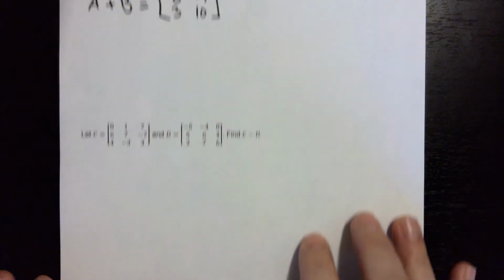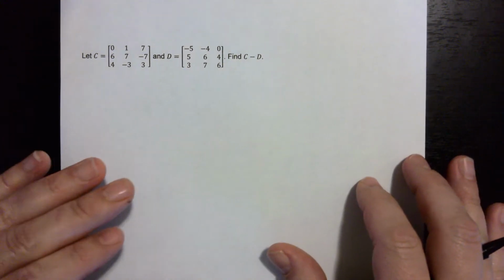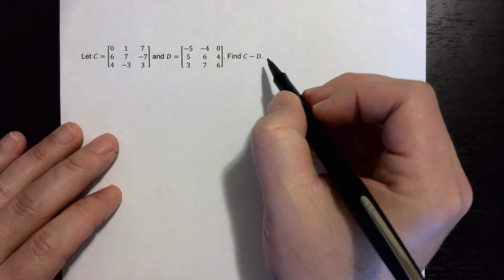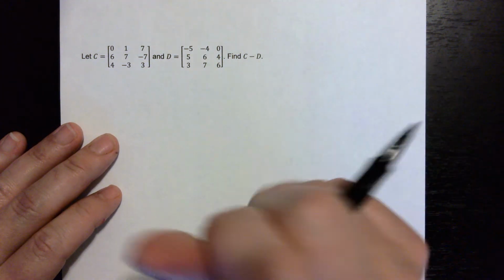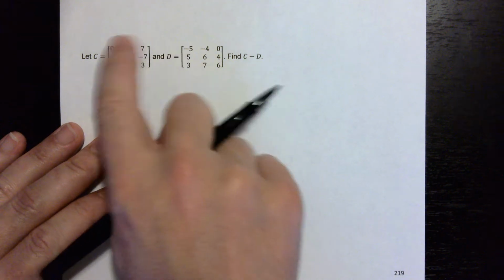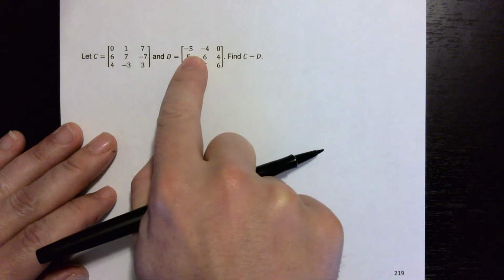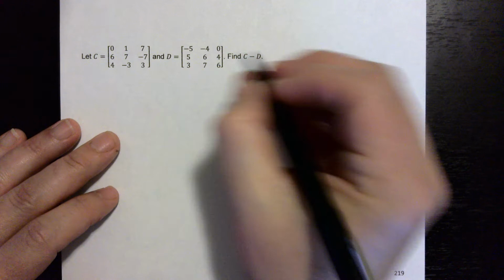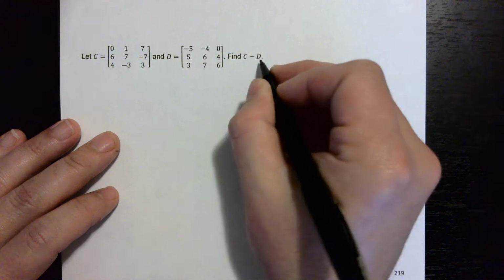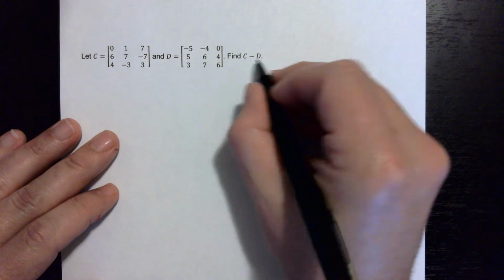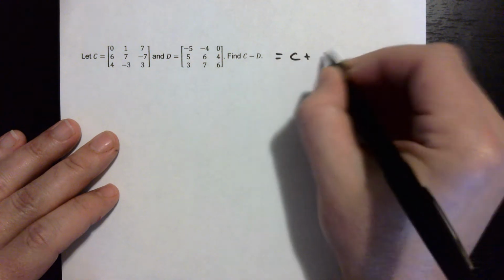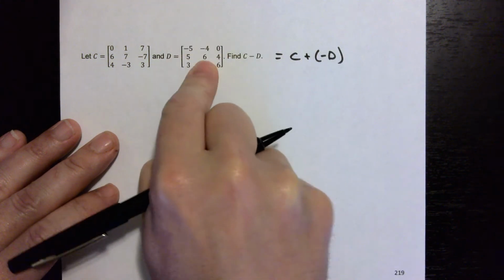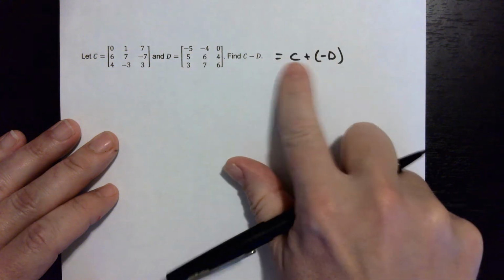Okay, let's move on. This one, we have a 3 by 3 matrix, 2 of them, and we're asked to subtract them. You can look at this in 2 different ways. You can just think in terms of subtraction, like 0 minus a -5 and 1 minus a -4, but that's going to be a little bit difficult. Or you could just say, what is -D? Instead of writing C minus D, that's the same thing as C plus a -D. So I can make all these things turn into their opposite, that would be a -D, and then I can add them together.